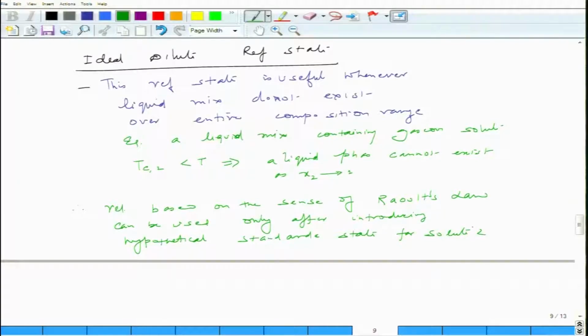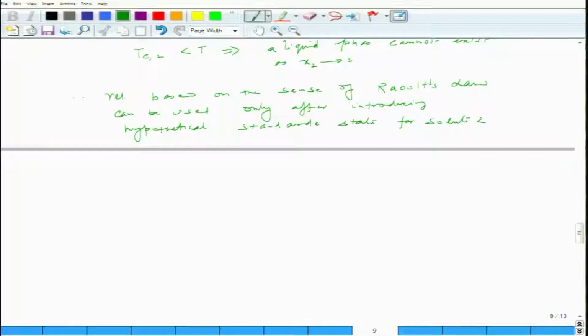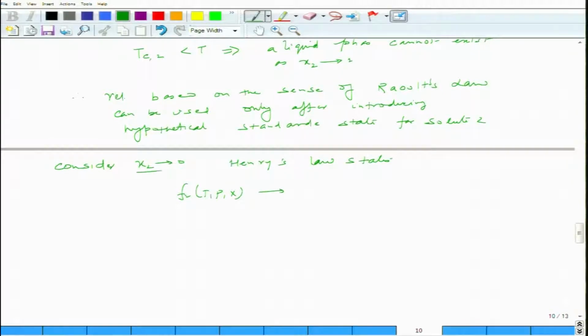So, in such a scenario it is more convenient to consider the ideal dilute reference state, which avoids this kind of difficulty, and that is where Henry's law comes into the picture. Let me write that. In such a case we consider x2 very small, and Henry's law states that the fugacity f2 at T, P, x approaches x2 times H21(T, P) as x2 approaches 0, where H21 is Henry's constant of solute 2 in solvent 1.